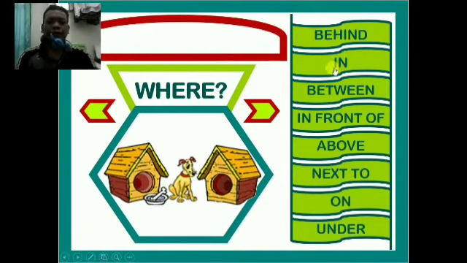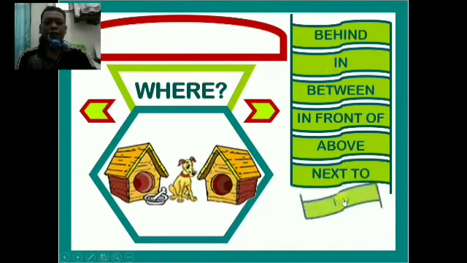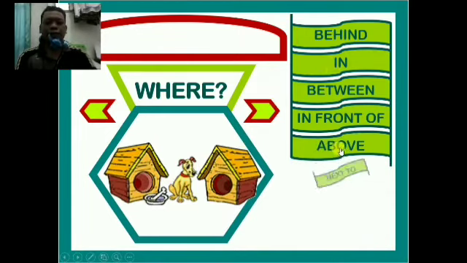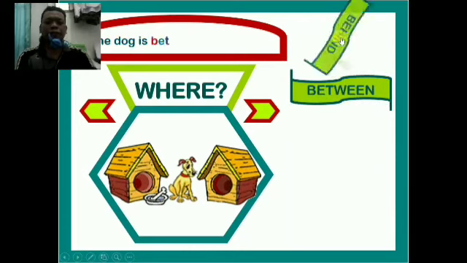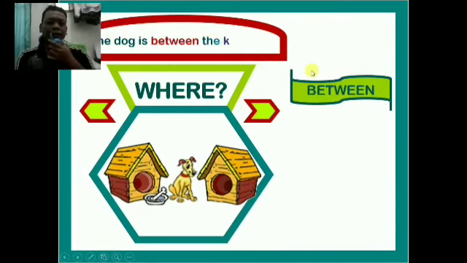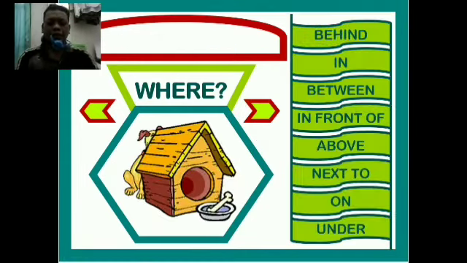So now what about this? Okay, which one is correct? Under, no. On, no. Next to, no. Above, no. In front of, no. In, no. The correct preposition is between. So the dog is between two houses. Berada di antara dua rumah.